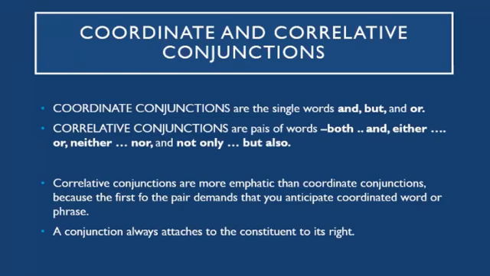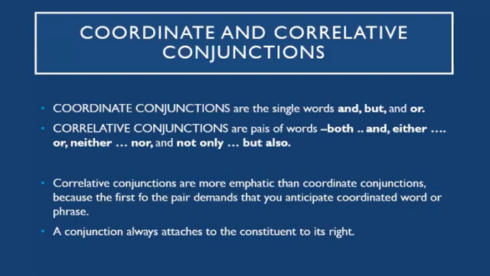You have both and. If you use both, you have to use and. If you use either, you have to use or. If you use neither, you have to use nor. If you have not only, then you have to use but also, right? So in that case, those are what we call correlative conjunctions. Coordinate conjunctions and correlative conjunctions.